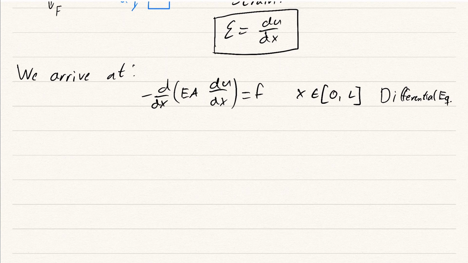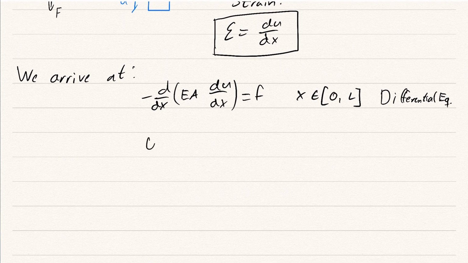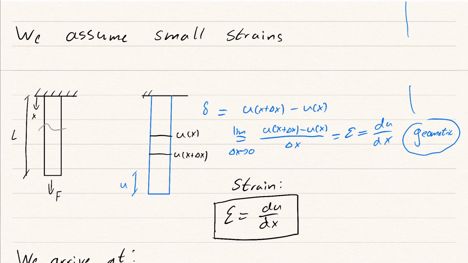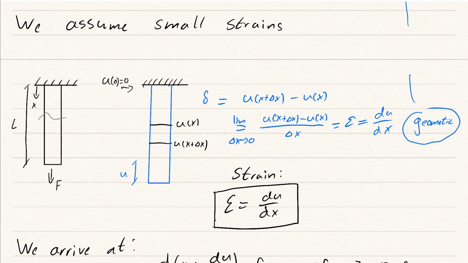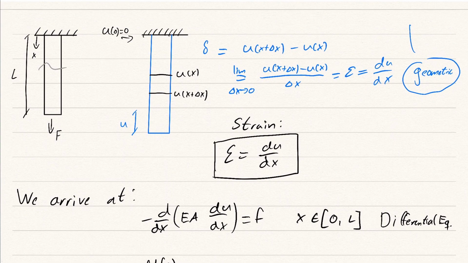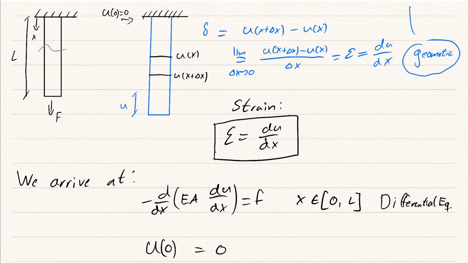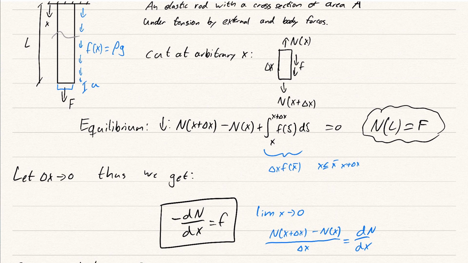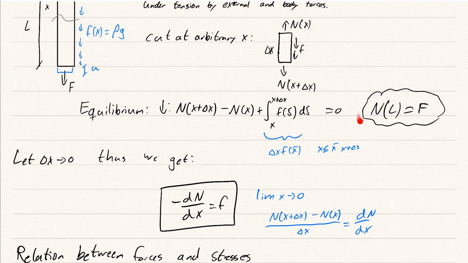And then we have a boundary condition. We know that the displacement u at x equal to 0 is 0 because of this here. This means u of 0 is 0. And we don't know the displacement at the end, but what we know at the end is, of course, that we have this force here at the end. And we know that N of L is equal to F.